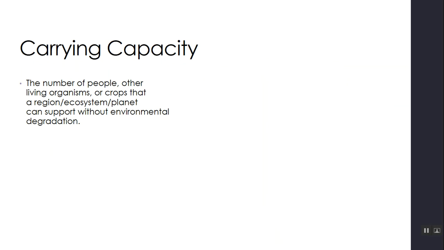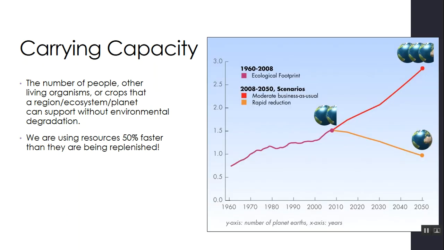Carrying capacity is related. It is the number of people or other living organisms or crops that a region, ecosystem, or planet can support without environmental degradation. We are currently globally using resources 50% faster than they are being replenished. So we kind of overshot our capacity quite a while ago. And if we stay on this current trajectory, we basically are going to need 3 Earths to support us. And right now, a big part of that is fossil fuel use.